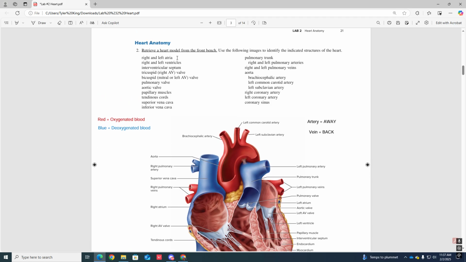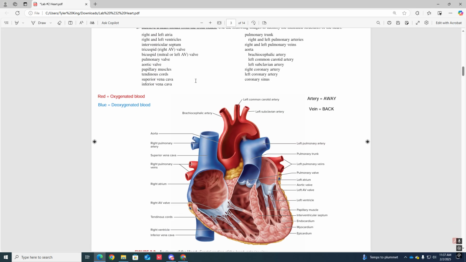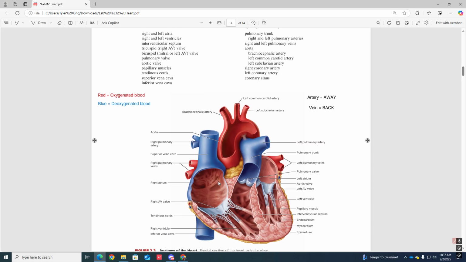Okay, right and left atria. Right and left atria. What are these guys? The atria are the chambers of the heart that are receiving blood, okay? They always take blood in. So, for example, the right atrium, which is right here, is taking blood in from the superior vena cava and the inferior vena cava, all right? So it takes the blood in. This blood is coming back from other parts of the body through these vena cava, and it enters the right atrium.